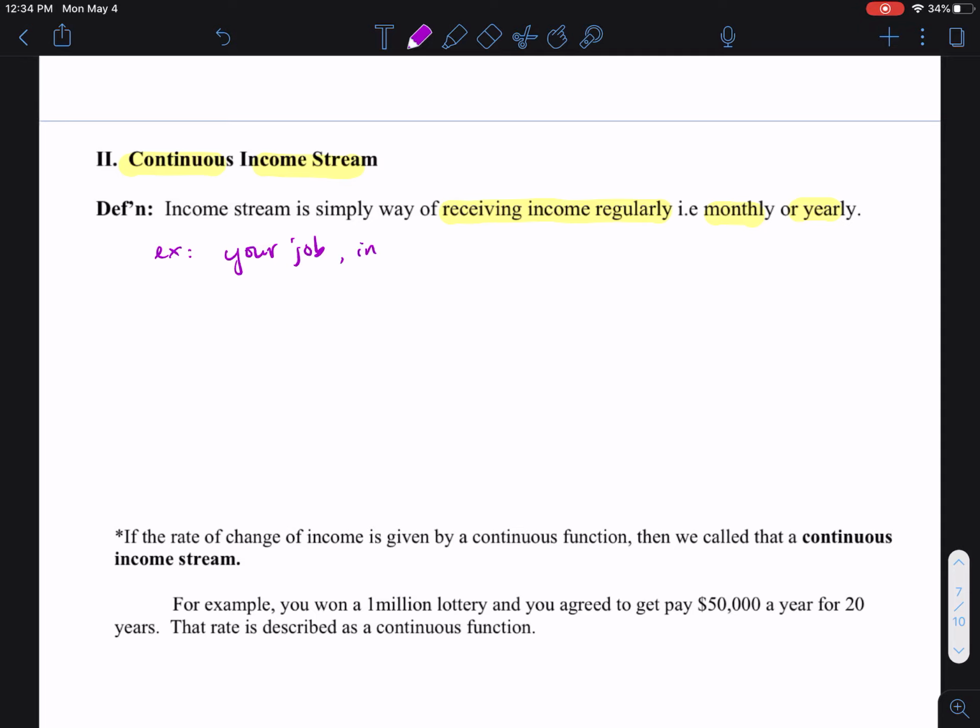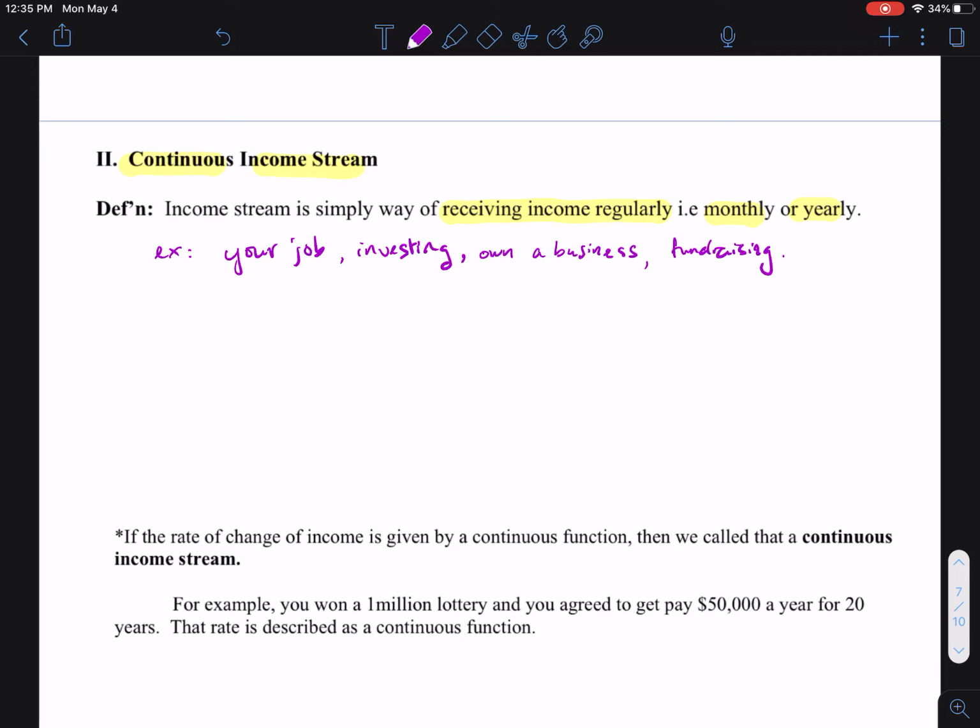Or maybe just investing, right? You have side gigs on the side. You buy stocks, you invest, and each month you are earning a certain amount of interest monthly. So that would be another income stream. Or maybe you own a business. That's also an income stream as well. Or maybe you do fundraising. That's also an income stream as well.